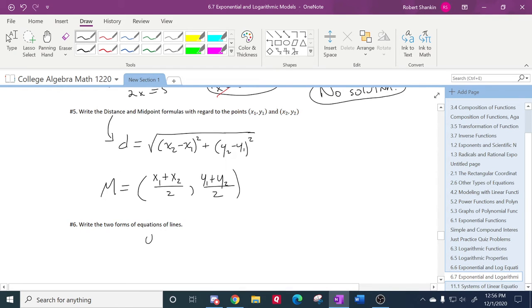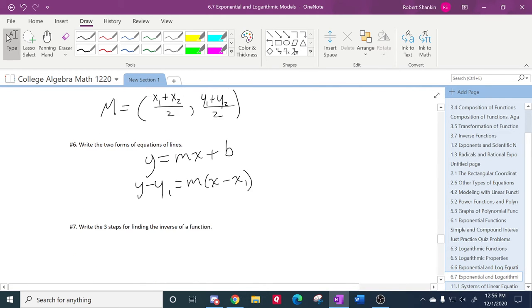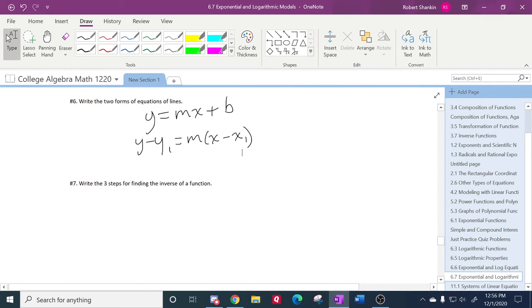They are y equals mx plus b and y minus y1 equals m times x minus x1. Okay, write the 3 steps for finding the inverse of a function.